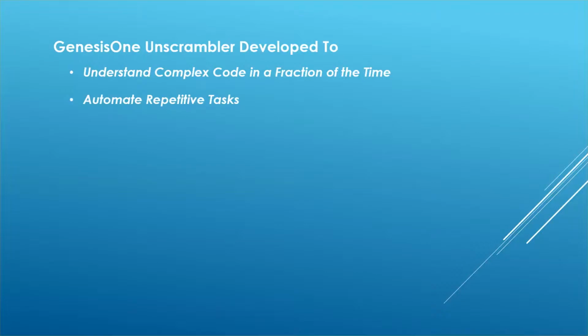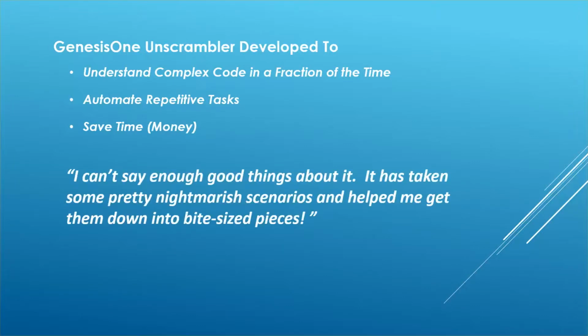Just a little intro to tell you why the Unscrambler was developed. Obviously, to understand complex code. Unlike other documentation tools that focus primarily on metadata, we focus on the code itself. Obviously, to automate tasks such as documentation, perusing through code, trying to understand things, and in the end, save time and money. And it's something that our customers very much appreciate.